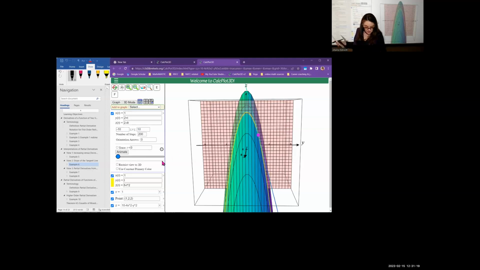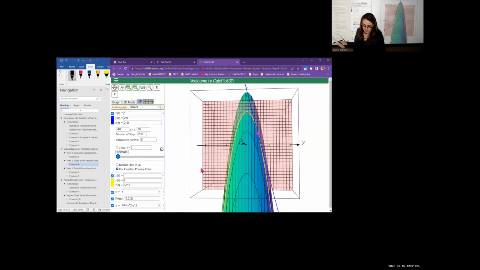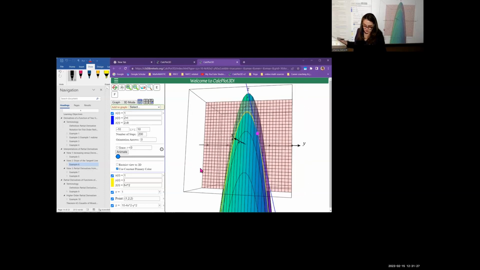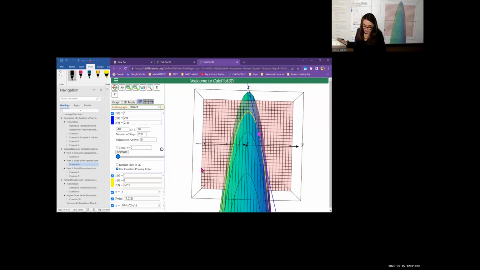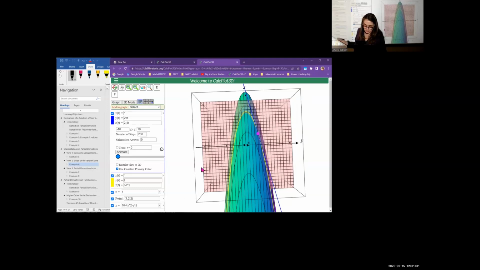All right, so let's use a constant primary color. Now we can see it right here. So we've got our line right there. And it does look like it has a slope of, what did we say, negative 4. Okay. Does that make sense to everybody how we did that?